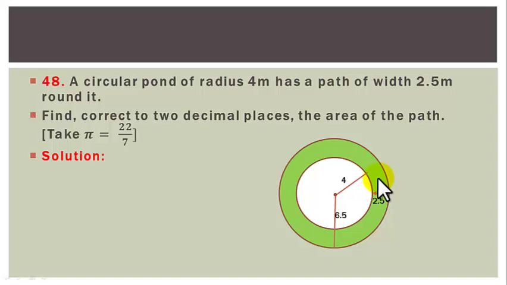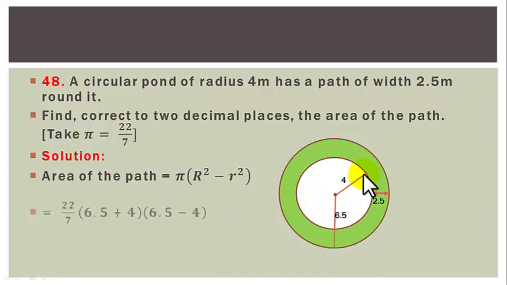The area of the path can be obtained by finding the area of the pond, that's the area of the smaller circle, and also finding the area of the bigger circle, then subtracting the two will give us the area of the path. That is, area of the path is equal to pi capital R squared minus pi small r squared, which is equal to pi into capital R squared minus small r squared. Here, capital R is the radius of the bigger circle, while small r is the radius of the smaller circle.